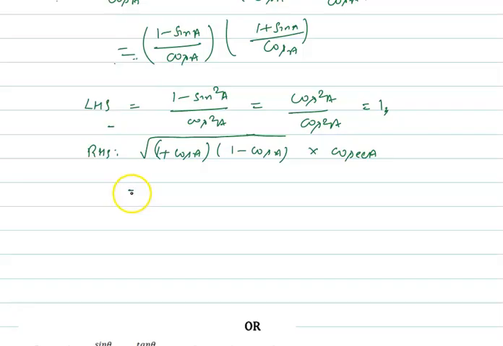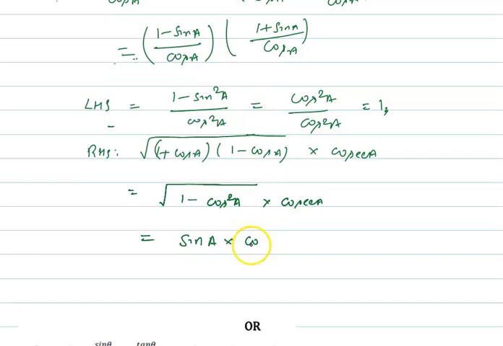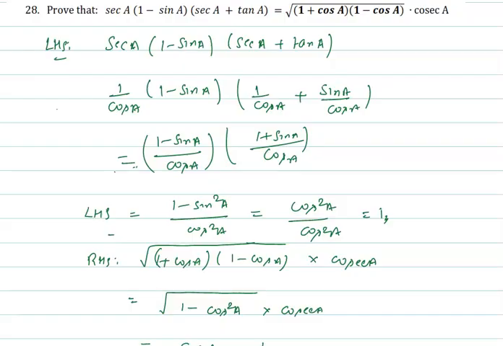So here we have 1 plus cos A and 1 minus cos A, that is A square minus B square, which gives 1 minus cos square A, into cosecant A. So 1 minus cos square is sin square, and as it is under the square root, removing the square root gives sin A into cosecant A. Cosecant A can be written as 1 over sin A. So when they cancel, that is also equal to 1. Therefore what we can say, LHS is equal to RHS. This is the proof for this question.